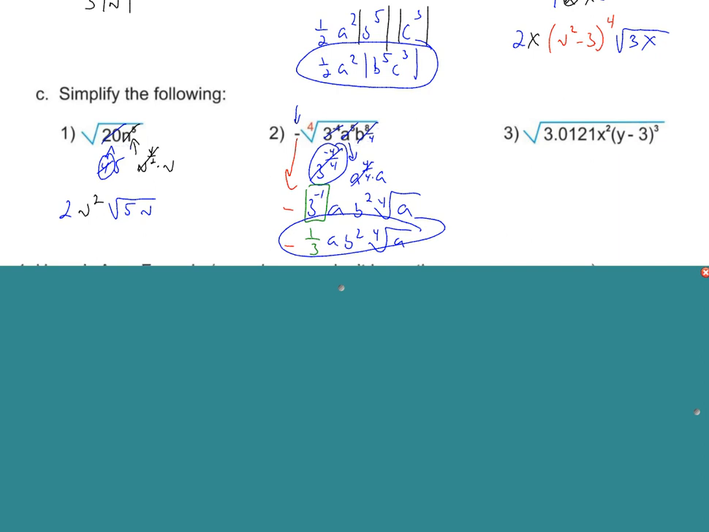Okay, and then another situation here. We've got a square root. Again, we got an even root, so we've got to be careful. If we're an odd root, we don't have to worry about absolute value at all. Got an even root. I got to be worried about absolute value. Let's take a look.